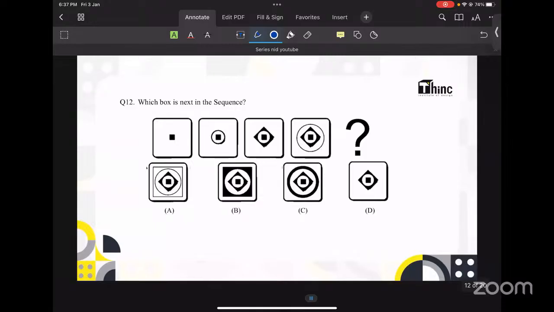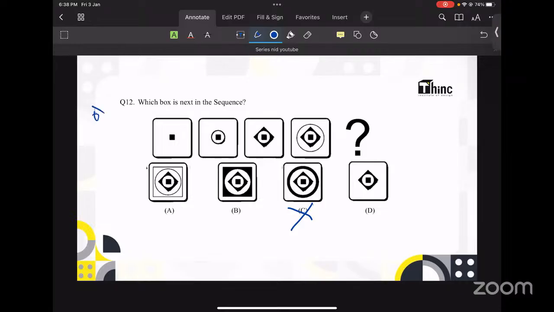So the next question, who is going to come in next? You can put your response in the chat. Square, circle, again square, coming out of that, again circle. So the next time, the exterior figure will be a square. Option A is a square. Option B is a square. Option C, eliminated.